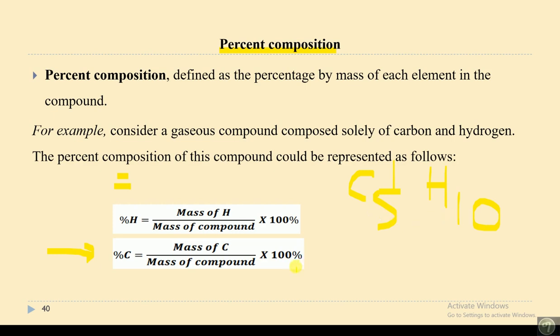Carbon is 12, so 12 times 5 is 60, plus 10 is 70. So 10 over 70 times 100. Divide 100 by 7 and a number comes out. So the percentage composition of hydrogen in C5H10 is calculated in this manner, okay.